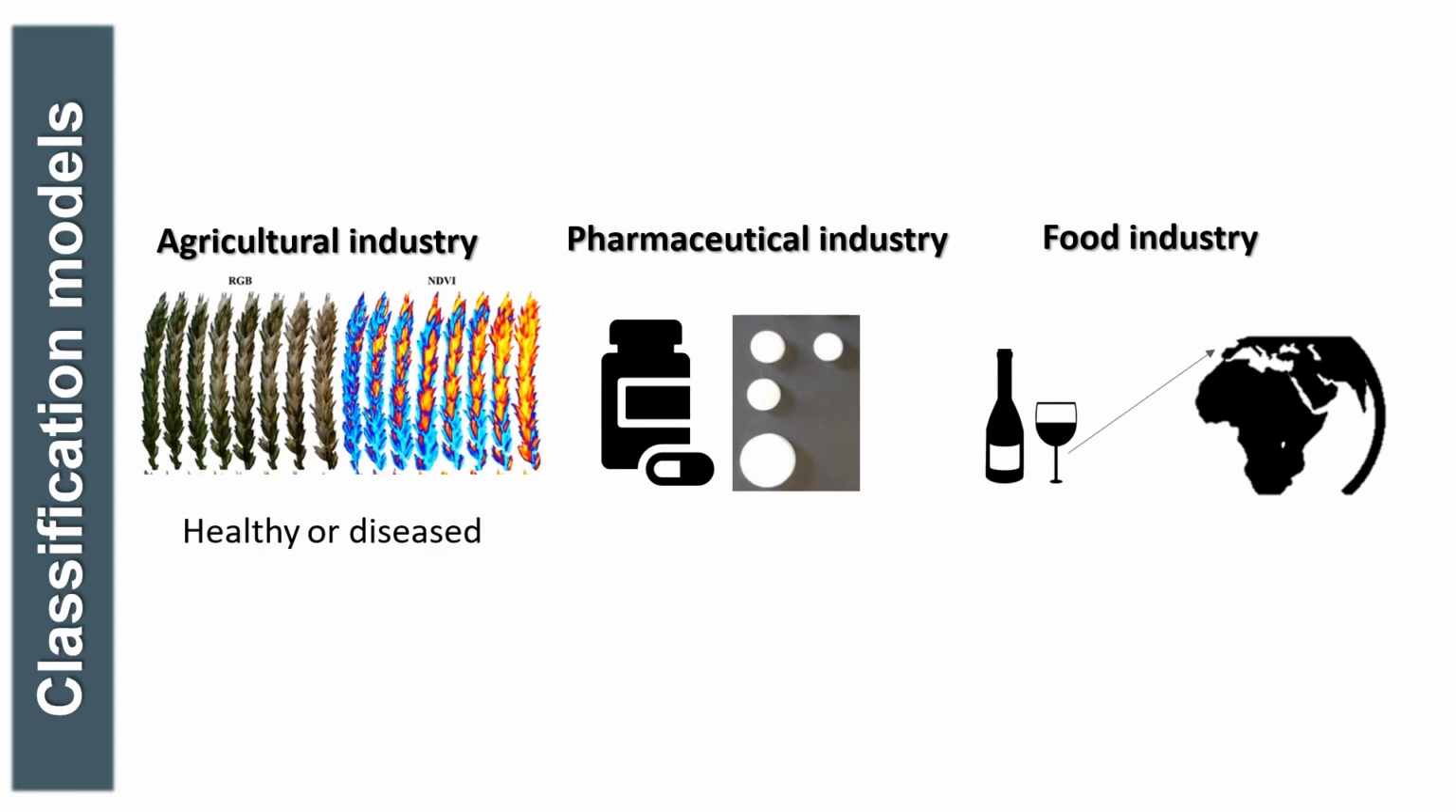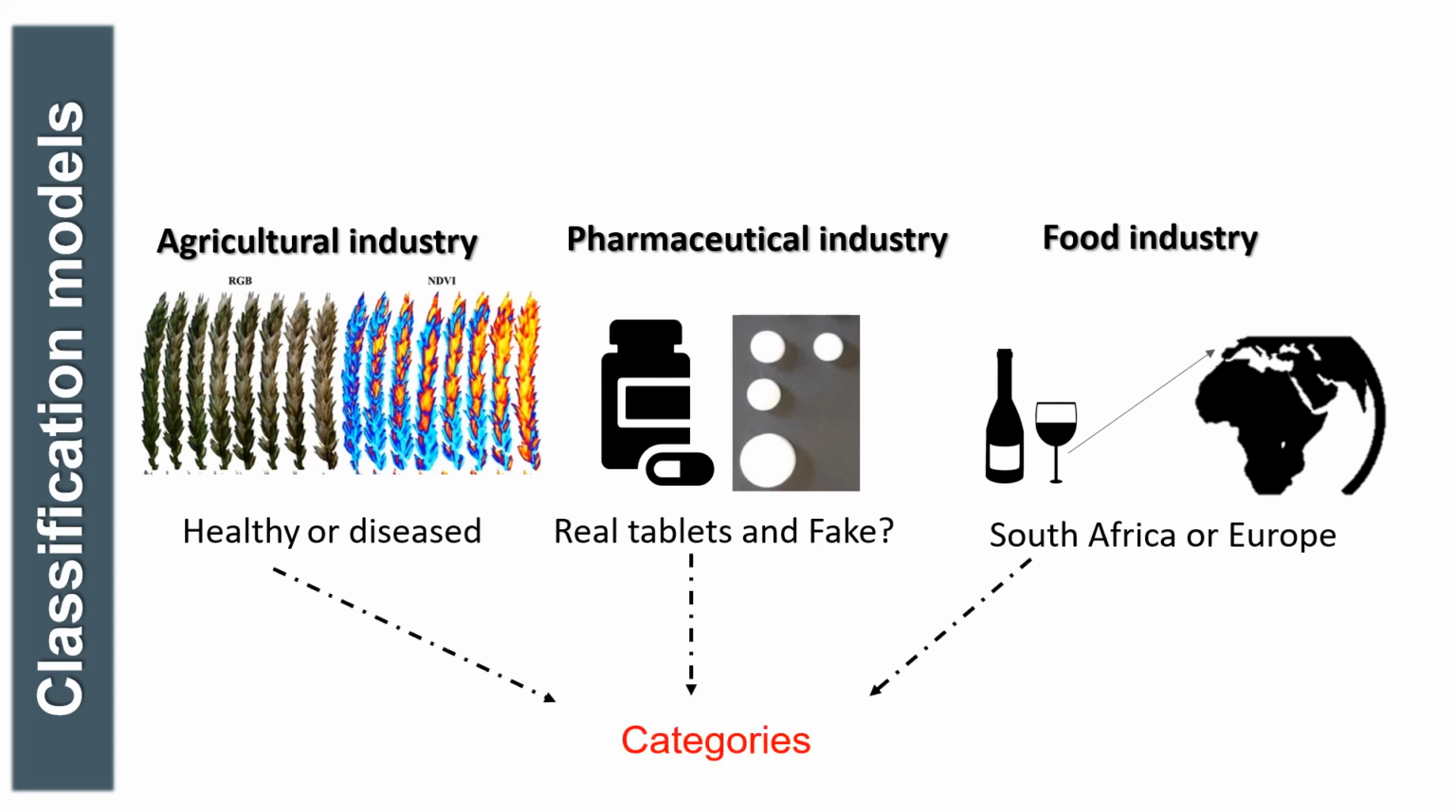In the pharmaceutical industry, the goal may be to develop a model which can determine if a tablet is real or fake. In the food industry, the goal may be to develop a model that can determine if the wine comes from Europe or South Africa. Each of these classes therefore represent a category to which a sample may be assigned.